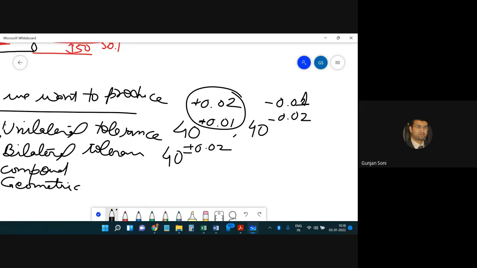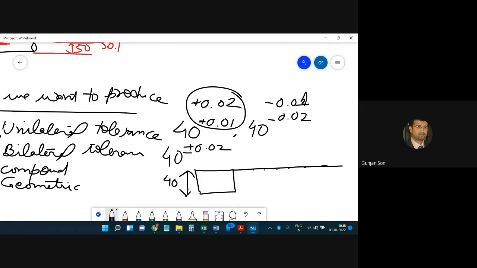So let's say we have a basic size, I'll show it figuratively also here. So this is your, let's say, shaft. Okay, and your basic size is indicated by this line over here. This line is indicating the basic size of 40.